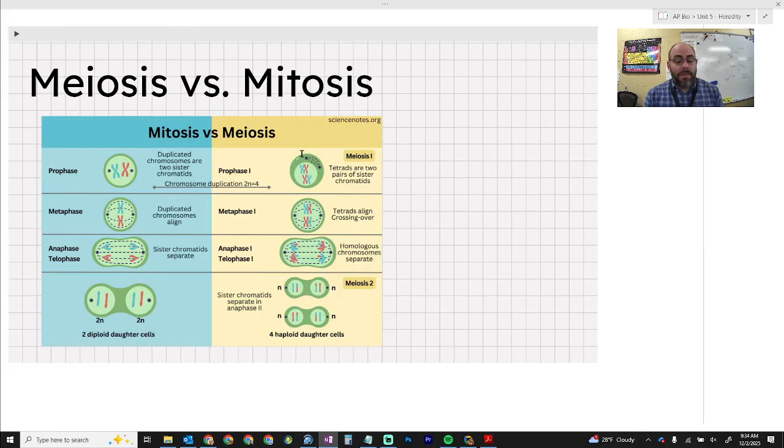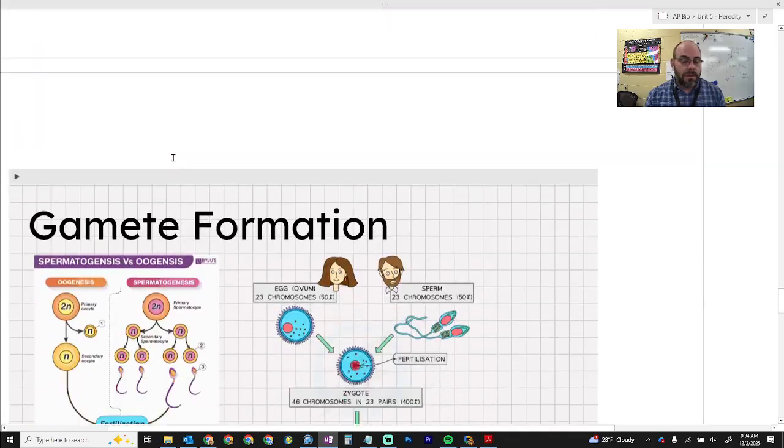Meiosis happens to produce gametes. Sometimes you'll see them called germ cells, but that's less used. Mitosis happens in somatic cells, which are called body cells, like skin cells, muscle cells, and other kinds of cells.